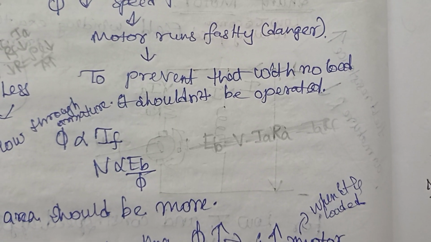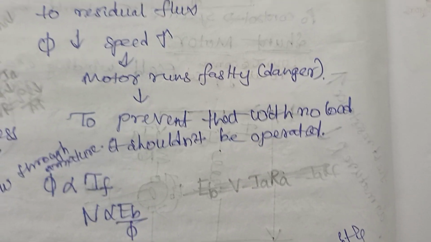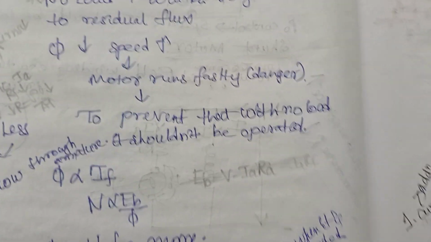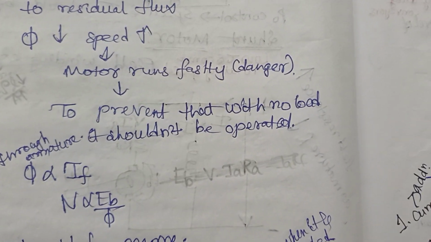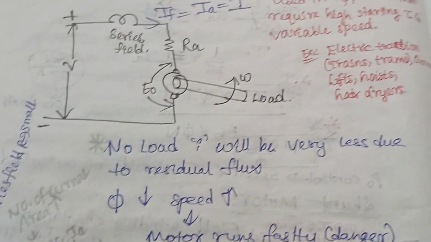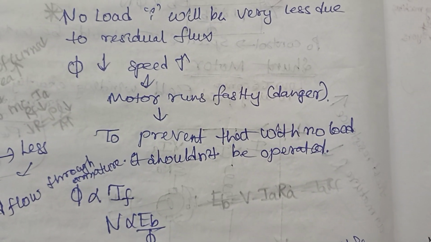So in order to prevent that, we should not operate this DC series motor with no load. That means without giving any load we should not give the connection, because it will dangerously operate at a very high speed. So there must be a load externally connected in the case of this DC series motor, and to prevent that, with no load it should not be operated.